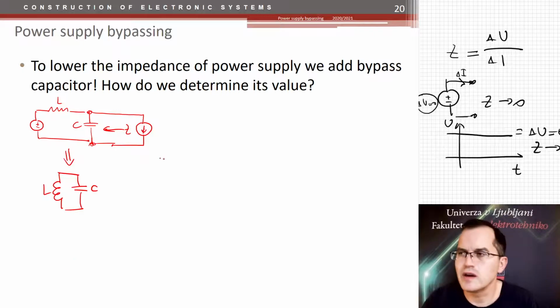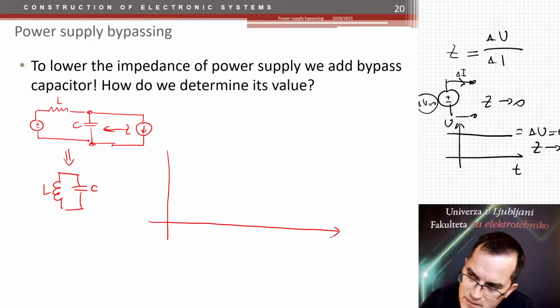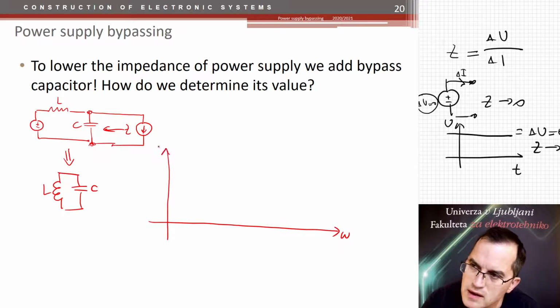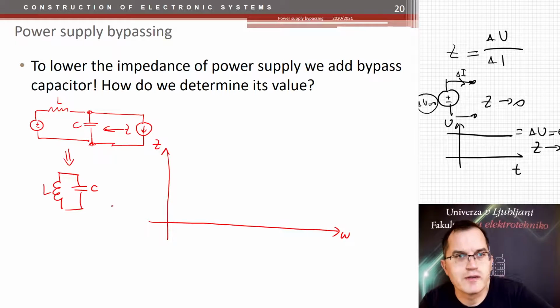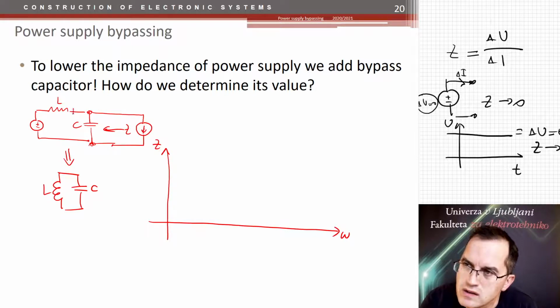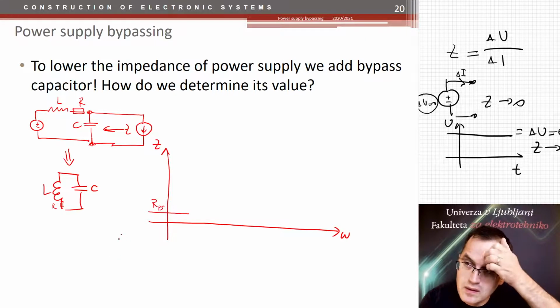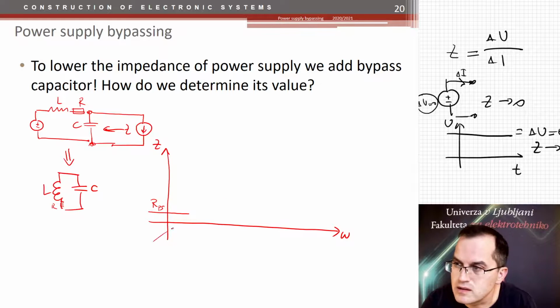How do we draw the impedance of such a circuit? Well, this is omega and this is Z. At low frequencies, the impedance of the coil is 0. So that means only the resistance stays. So I will put a small resistance here, equal to R of the power supply. Then the coil prevails. So this increases with omega L of the power supply.